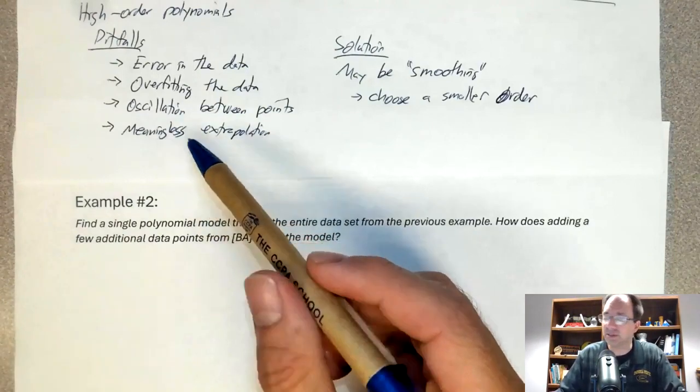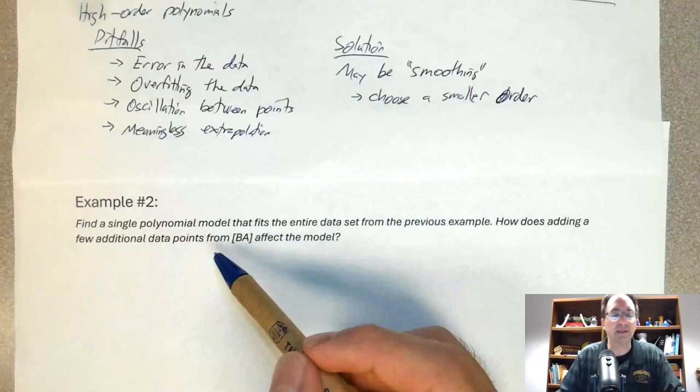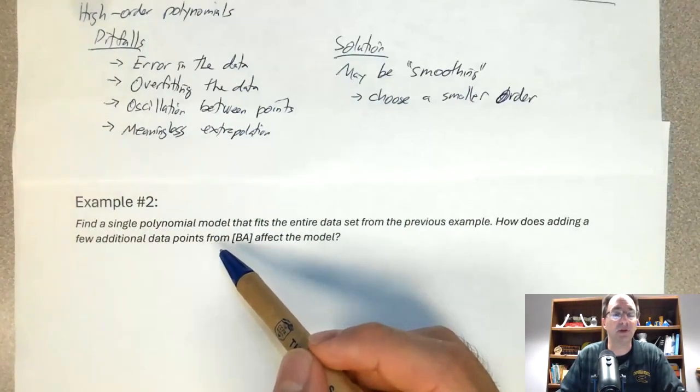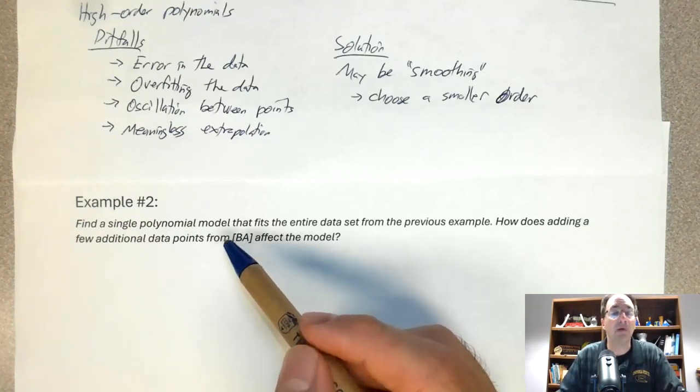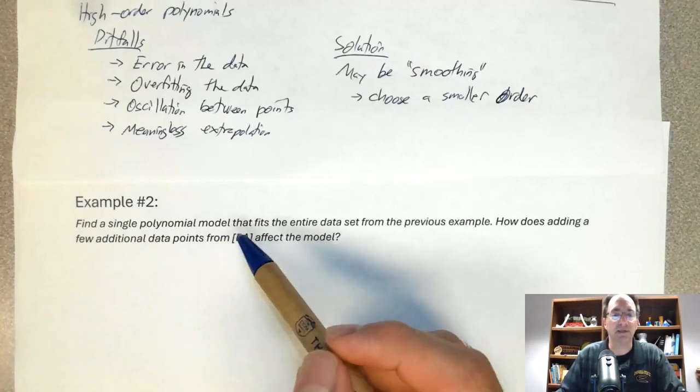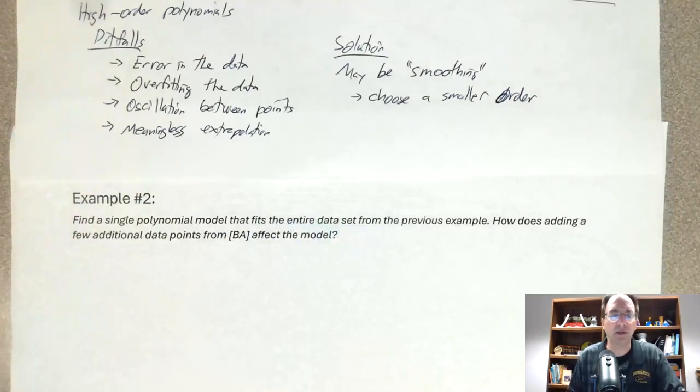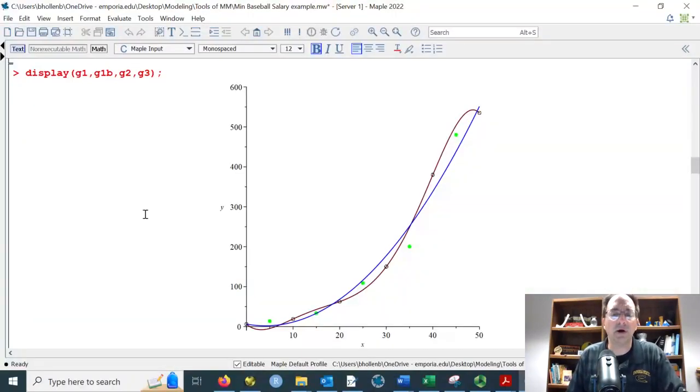And the example we're going to use is the same one as before, where we had a data set of minimum annual salaries for Major League Baseball players from 1967 to 2017. And what we want to do is fit one polynomial to all the data that we looked at last time. So let's go back to Maple and remind ourselves of what that data looked like. Okay, so here is our polynomial in red. That's the quintic. So that fits all the original data quite nicely. And the blue is the quadratic, which is a smoothing polynomial.